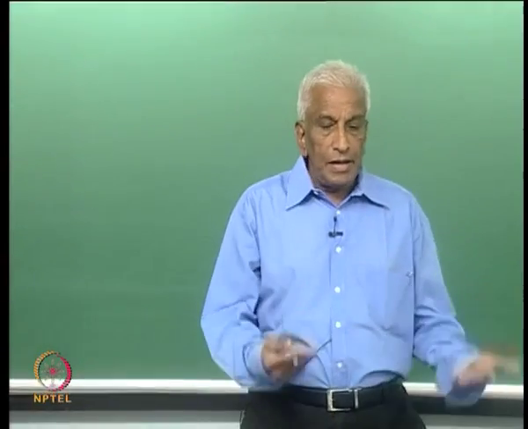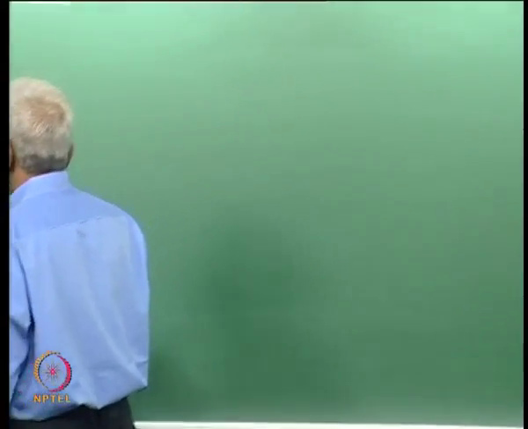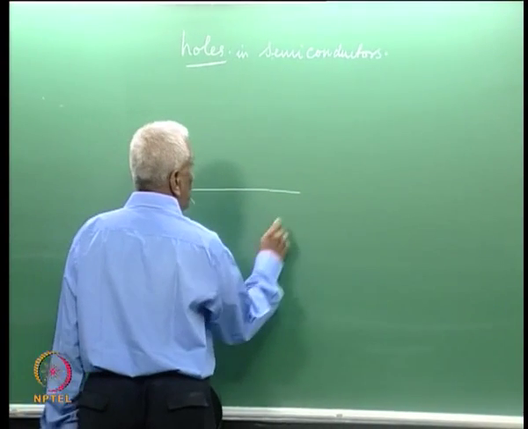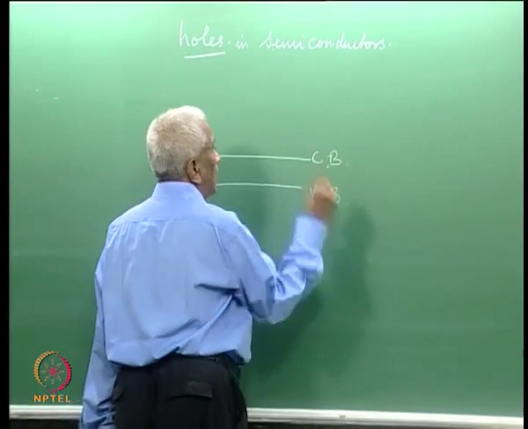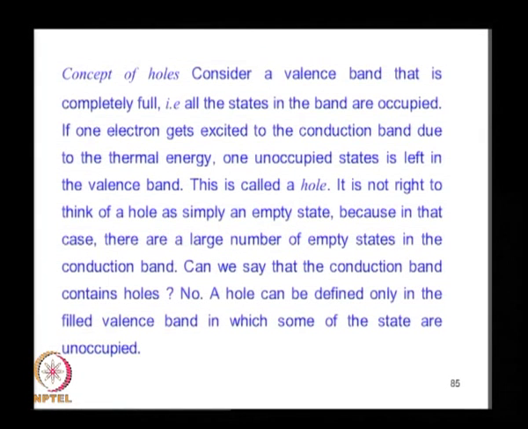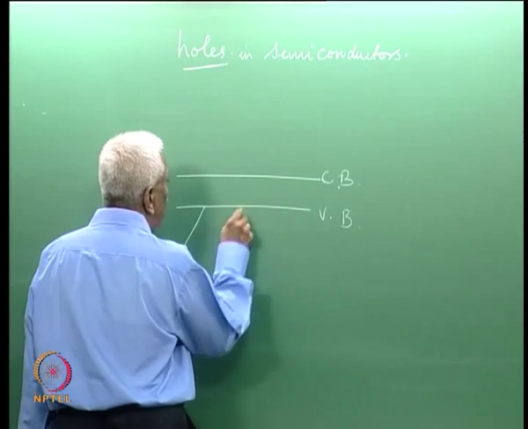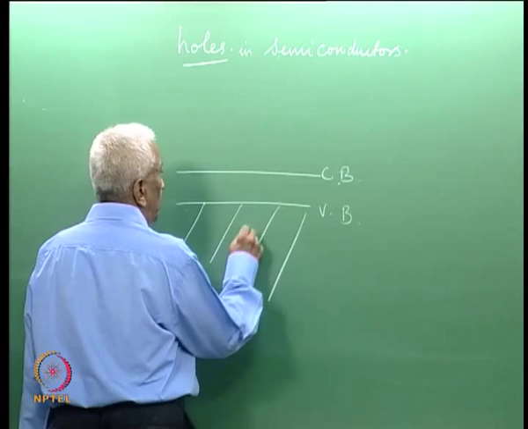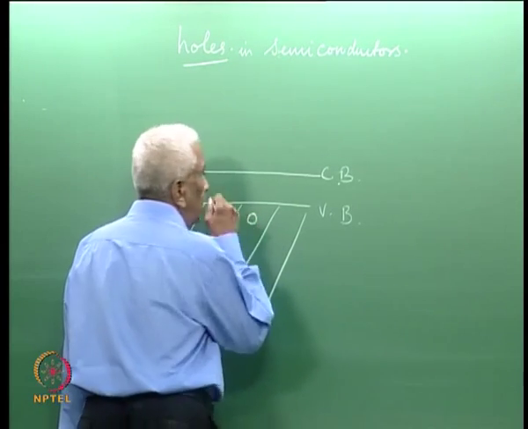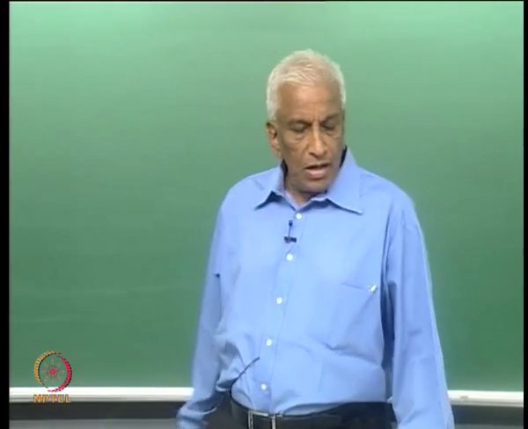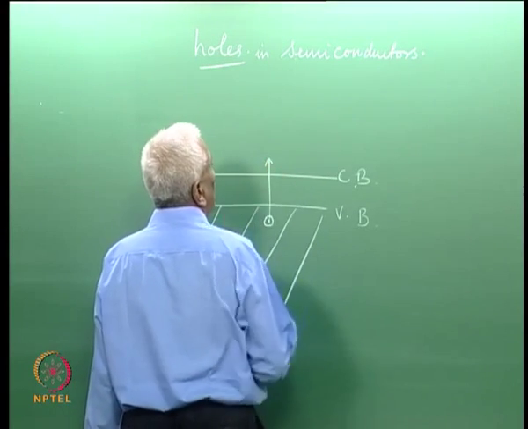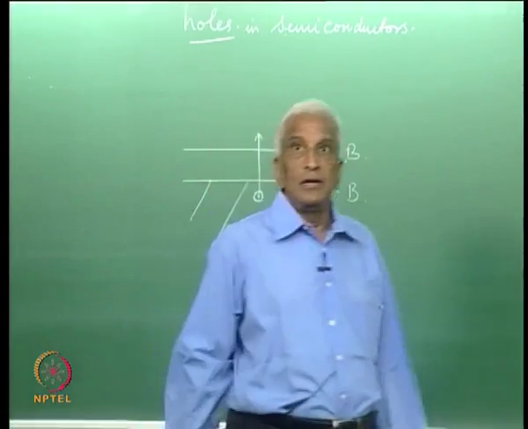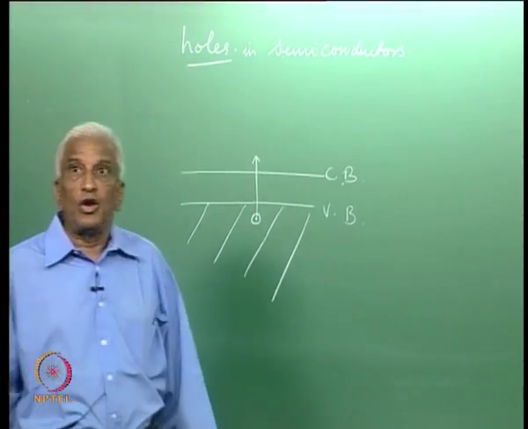For this, let us consider a valence band. A valence band is here, and this is the conduction band. Let us consider a state here in the valence band which is completely filled, it is full. But let us consider one state here as being one from which an electron which occupies this gets excited thermally into the conduction band, leaving a vacancy here, an unoccupied state.